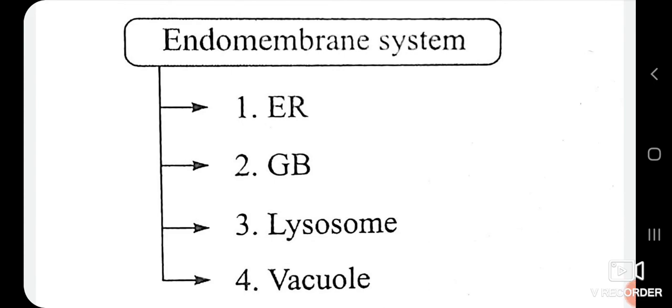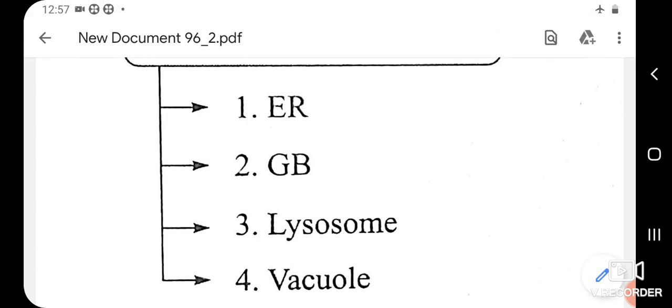Endomembrane system includes the cell organelles like endoplasmic reticulum, Golgi bodies, lysosomes and the vacuole. If you make a separate chart of this endomembrane system, then you can easily give the answer on this part, because we have seen that all these four cell organelles have functions which are coordinated with each other. That's why they are included in this endomembrane system. So you have to highlight this endomembrane system like this, then you can easily understand the different cell organelles of this endomembrane system.